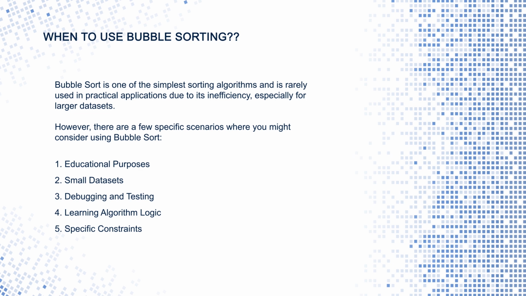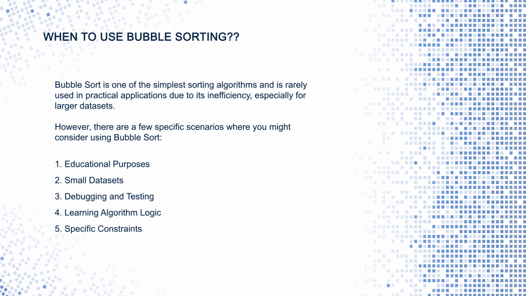Second is small data sets. Bubble sort can be considered when dealing with very small data sets where performance is not a concern. Since its time complexity is order of n square, it can be relatively acceptable for a small number of elements. Debugging and testing. In case where you suspect issues with a more complex sorting algorithm, you might use bubble sort to quickly verify whether the sorting process is working as expected. This can be useful for the debugging process.